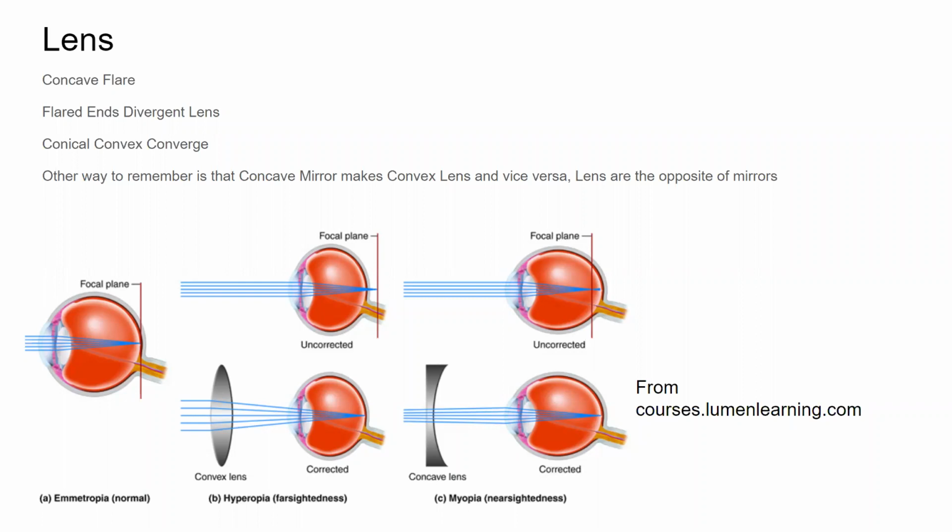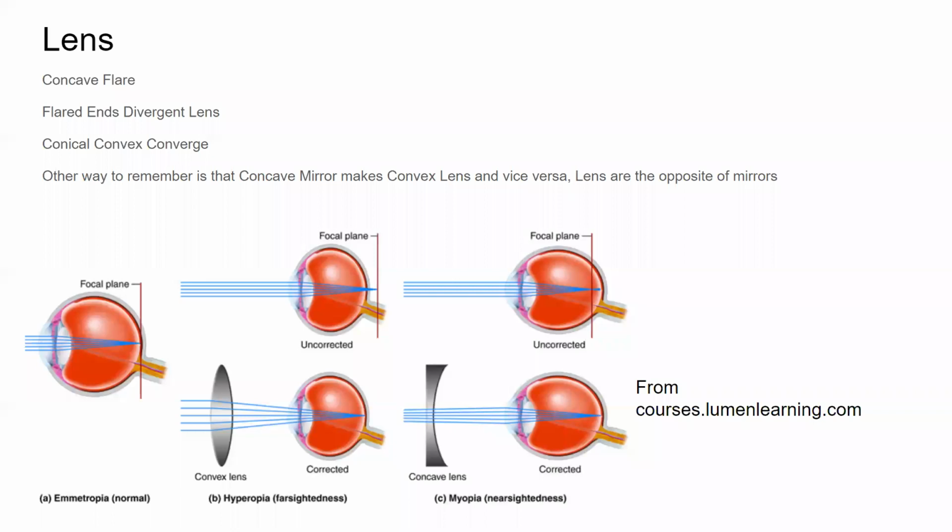And then I just, by process of elimination, would say, okay, if convex helps farsightedness because I need the light to converge, then a divergent lens would help nearsightedness. And that's how I actually learned it.